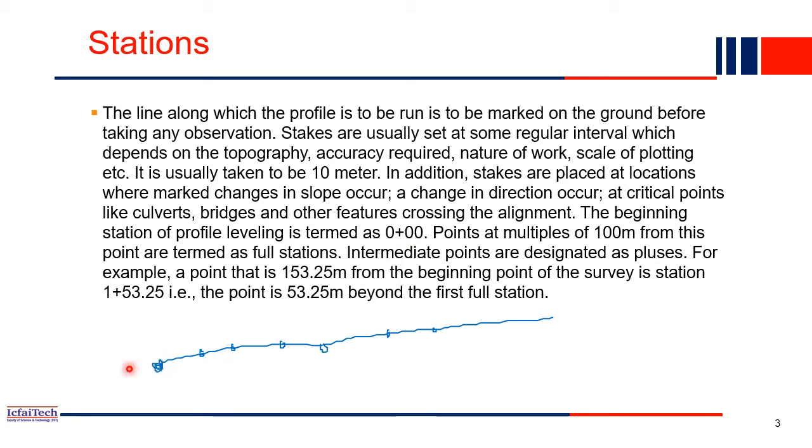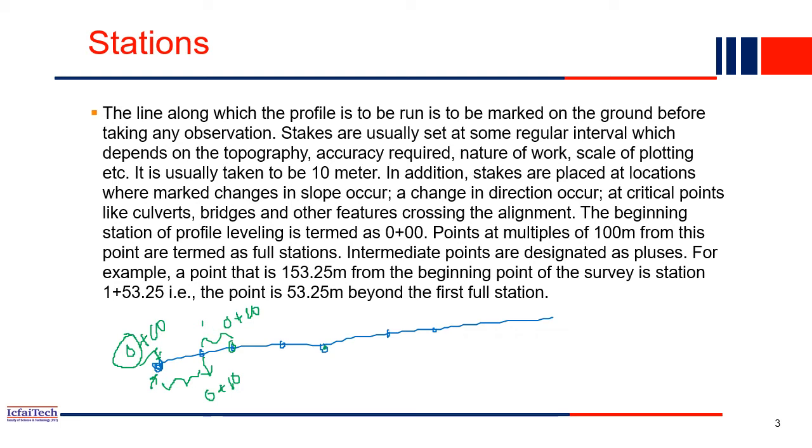Okay, so the beginning station of the profile is labeled as 0 plus 00. The first point we call the first station, and its name is 0 plus 00. The 0 indicates the number of full stations. This is not a full station, this is the first station, right? So 0 plus 00 is the first leveling. Now if you want to level the second point, it will be 0 plus 10, meaning this distance is 10-meter, for example. This is again 10-meter, so this point will be 0 plus 20.